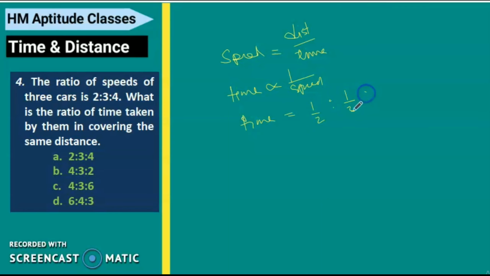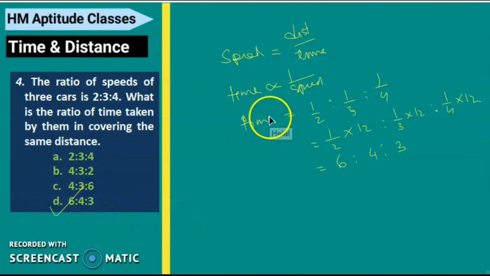Now the ratio of time taken by the 3 cars will be, since it is inversely proportional, the inverse values of the speeds: 1 by 2 is to 1 by 3 is to 1 by 4. Now to make it whole numbers, we need to multiply all the fractions by their LCM, that is 12. So we get the first value as 6, second value as 4, and third value as 3. So the ratio is 6:4:3.